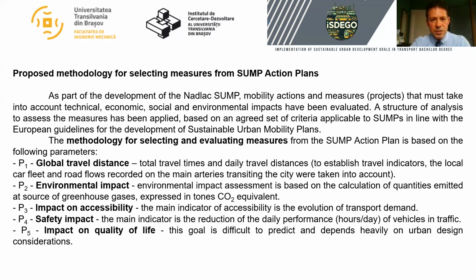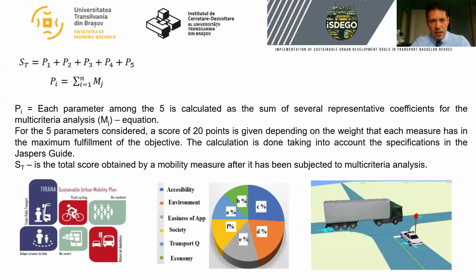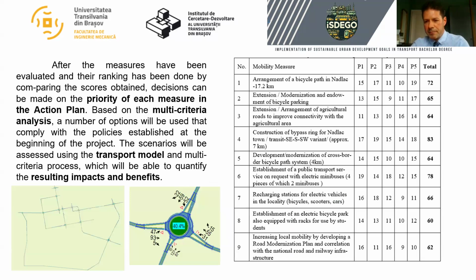So we made a methodology for selecting and evaluating measures for SUMP that goes with a lot of parameters, but they are grouped in 5 areas: global travel distance, environmental impact, impact on accessibility, safety impact, and impact on quality of life. Each one will generate a score of 20 points, and the sum will be 100 points. Afterwards we will have a ranking of these measures, and we'll have a very clear situation about which is the most needed measure and the first to implement.